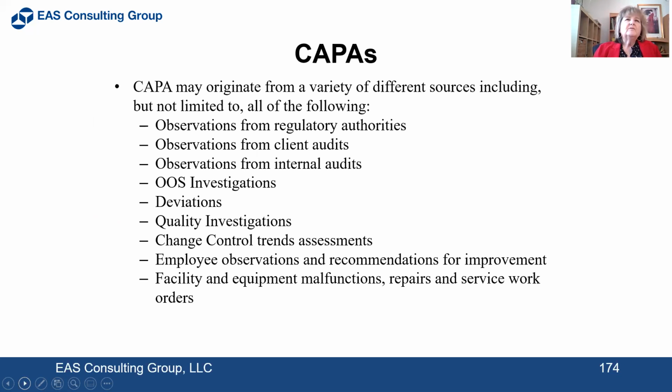CAPAs may originate from a variety of different sources, including, but not limited to, observations from regulatory authorities, observations from client audits, observations from internal audits, OOS investigations, deviations, quality investigations, change control trend assessments, employee observations and recommendations for improvement, and then facility and equipment malfunctions, repairs, or service work orders.